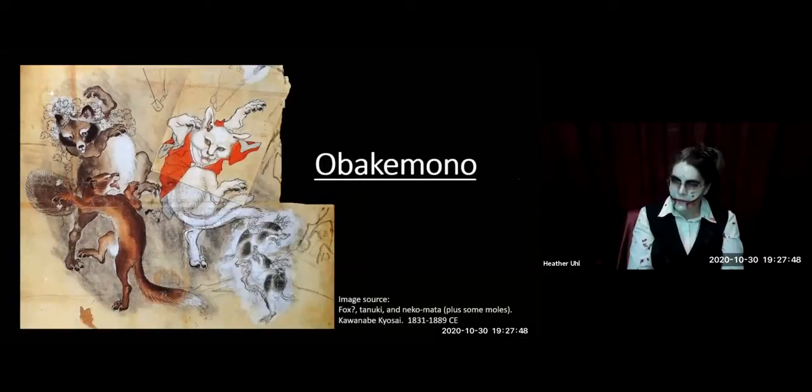And what else do we have here cavorting around? Moles. What? This is a lovely drawing that is by Kyosai.